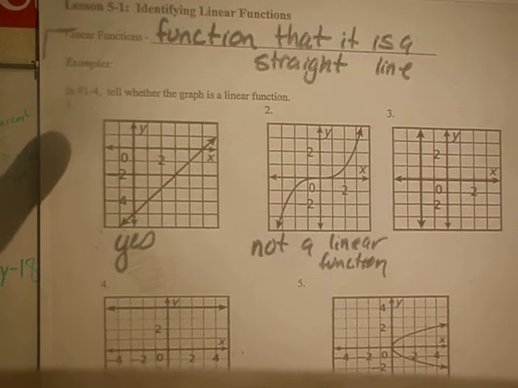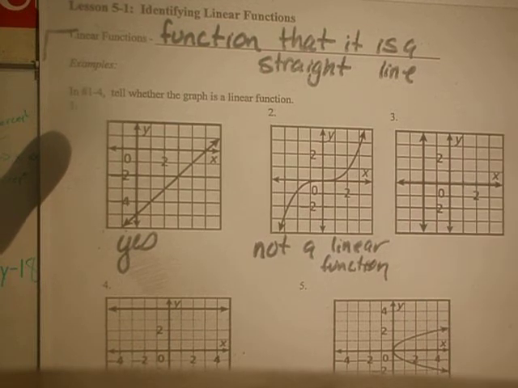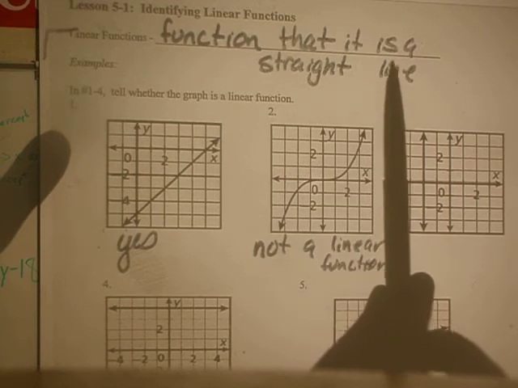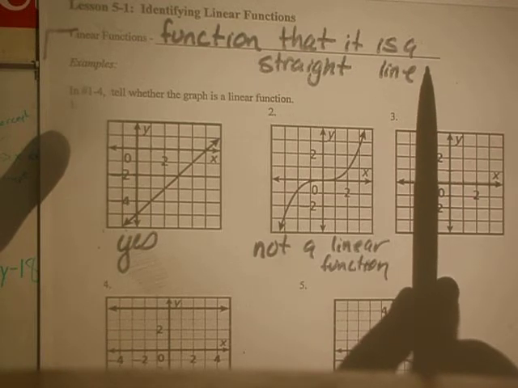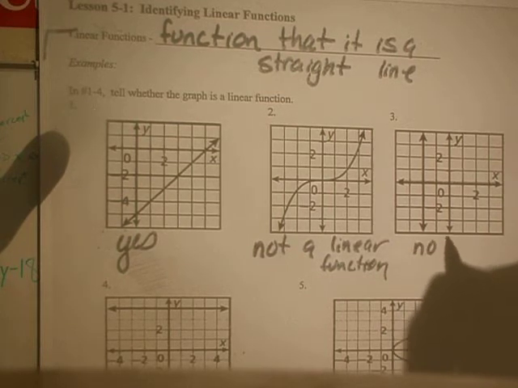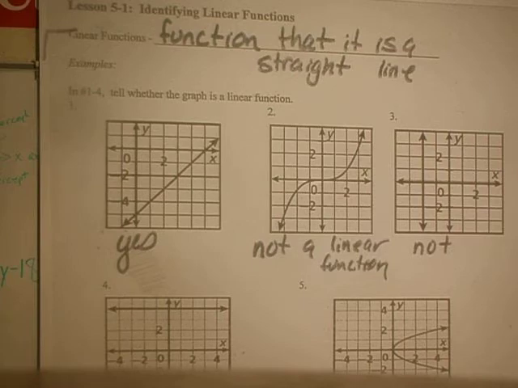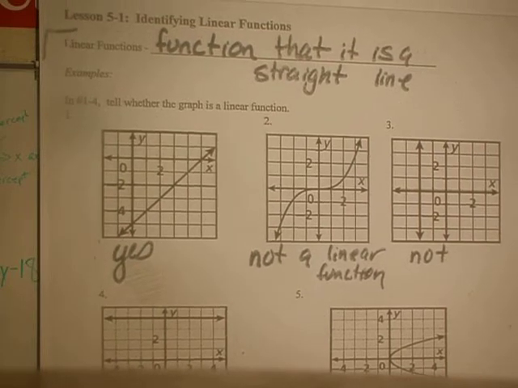Number 3, this is the line we're looking at right here, straight up and down. It is a straight line, but when you do the vertical line test, this is not a function. So this one is going to be no. It's not a function because each x picks more than one y.